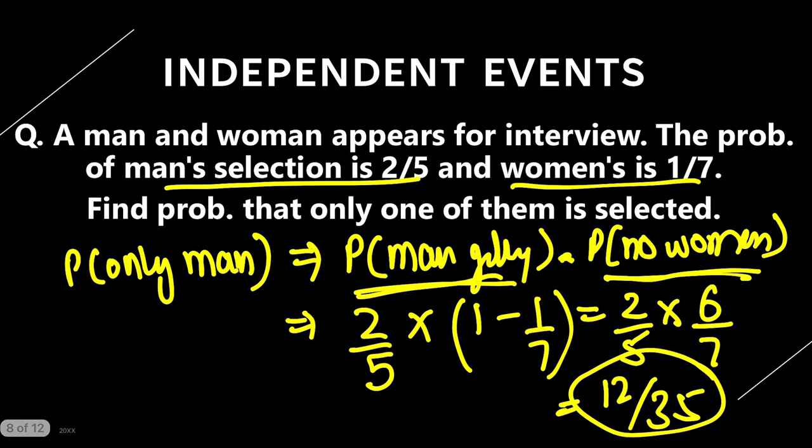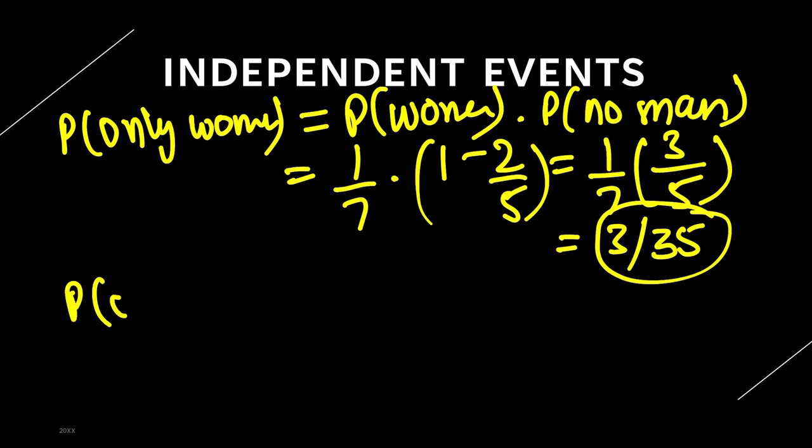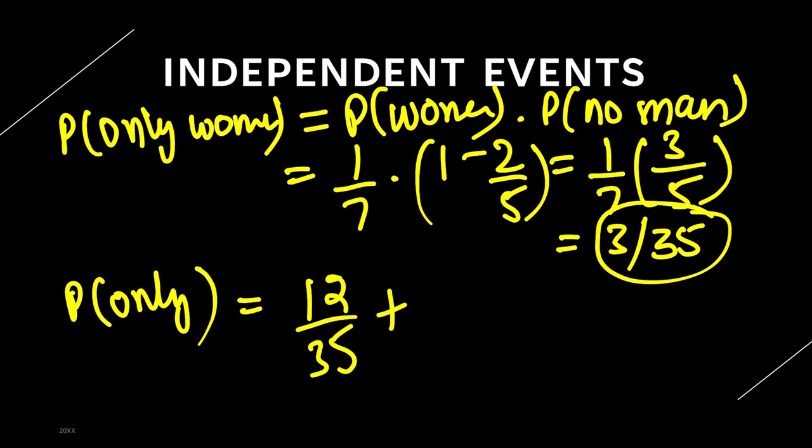12 by 35 is the probability that only man is getting selected. Now the probability of any one of them getting selected, either man or woman, is 12 by 35 plus 3 by 35, by the addition theorem. We have already learned this. Since they are two totally different events, that is 15 by 35.